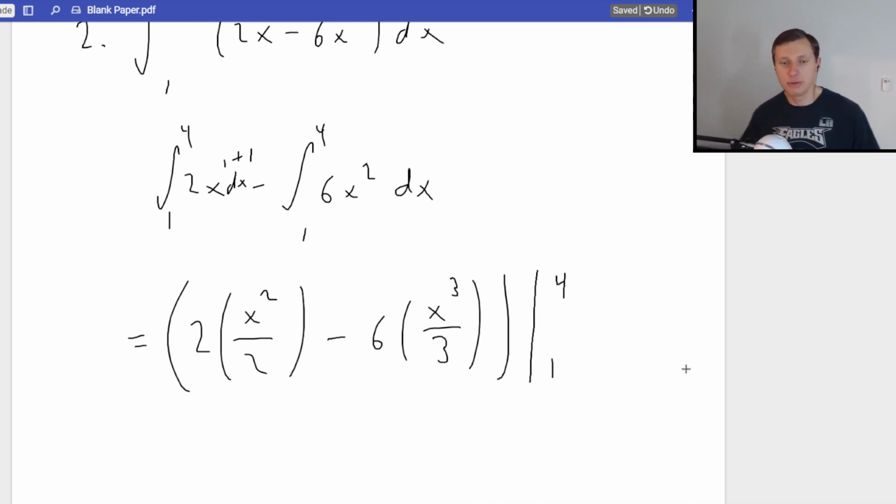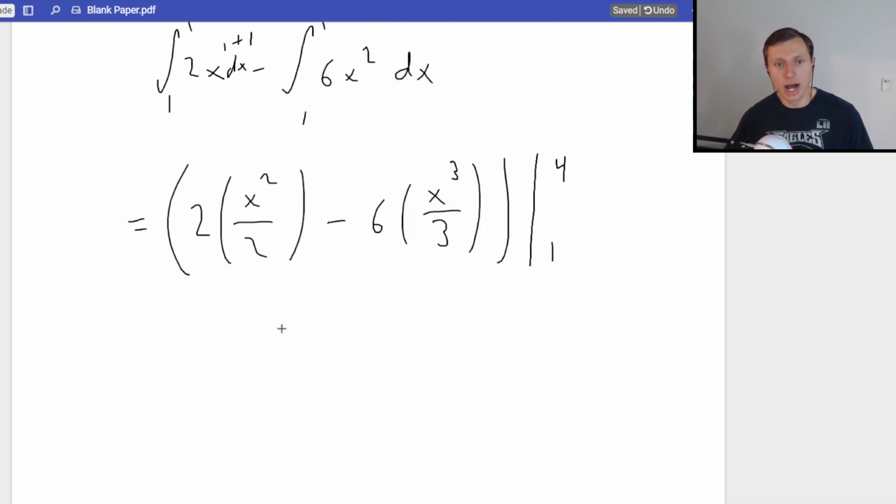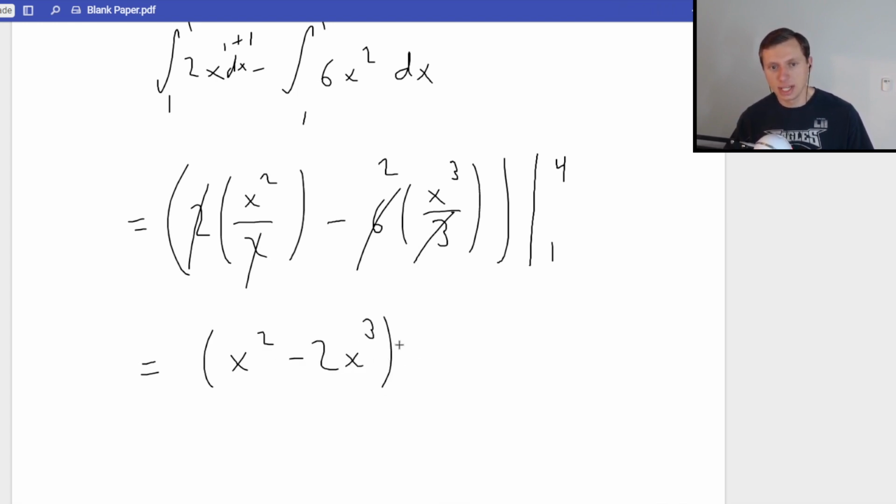I now need to plug in 4 and then subtract when I plug in 1. Before I do that, remember when I said earlier about simplifying? Even though it's not necessary a lot of the time, simplifying is going to make your life a lot easier, especially for definite integrals. Why? Look at this. The 2 cancels right here. 6 will cancel with the 3, leaving you with the 2 in the numerator there. In other words, this is easy. This is x squared minus 2x cubed evaluated from 1 to 4. That's actually how you read that, by the way. The long bar reads evaluated from 1 to 4.